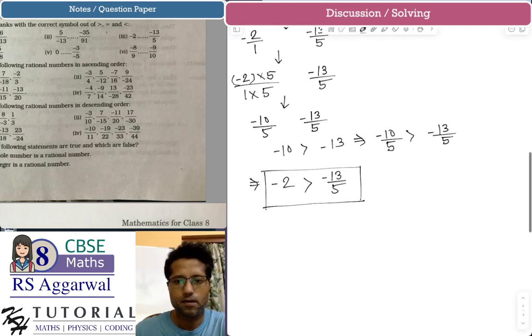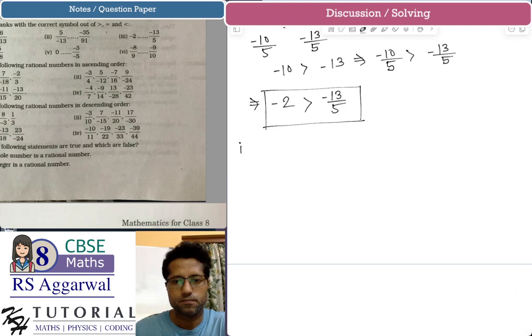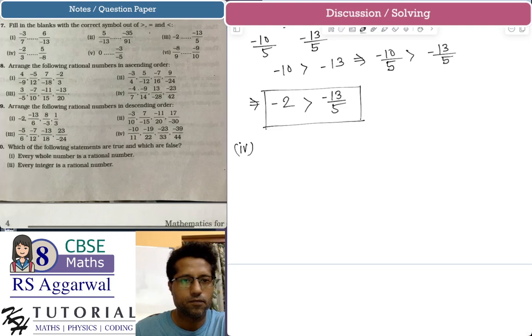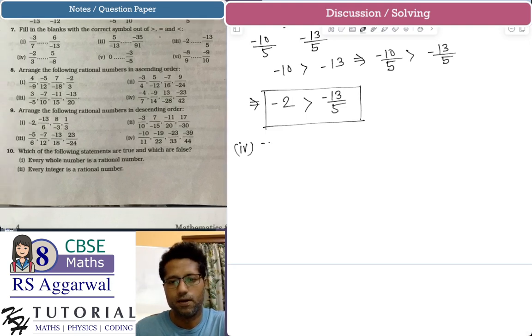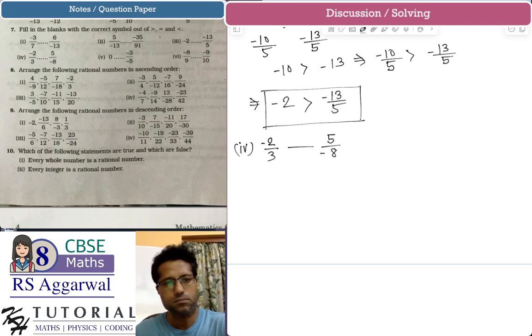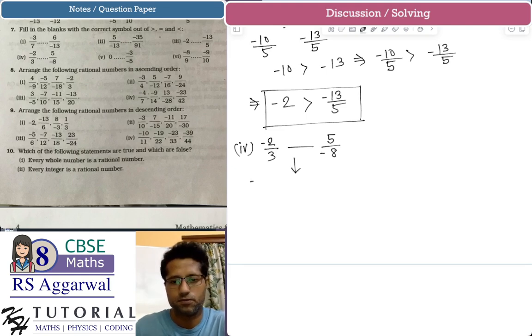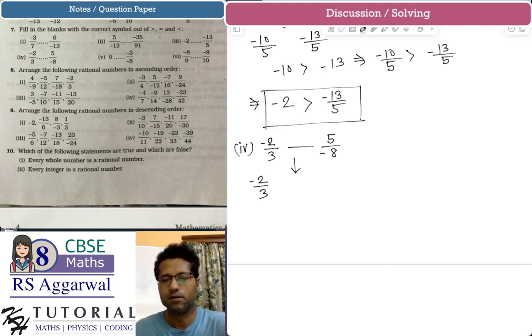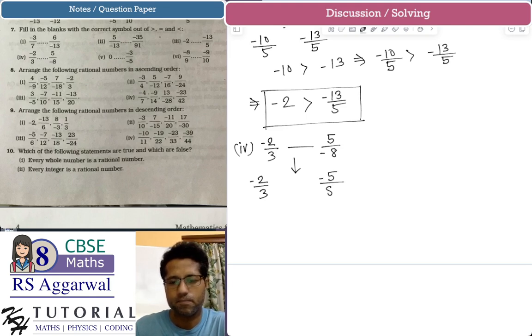Okay. Let's do part 4. Part 4 is minus 2 by 3 and 5 by minus 8. Now first we convert the rational numbers to the standard form. So minus 2 by 3 is already in standard form, but 5 by minus 8 has a negative denominator. We will make the denominator positive and it becomes minus 5 by 8.